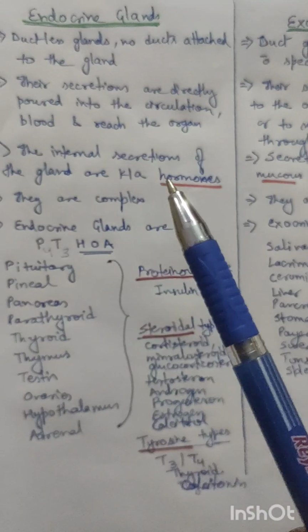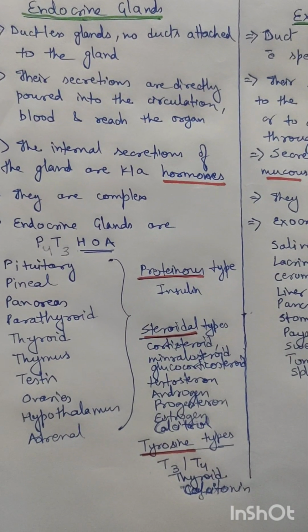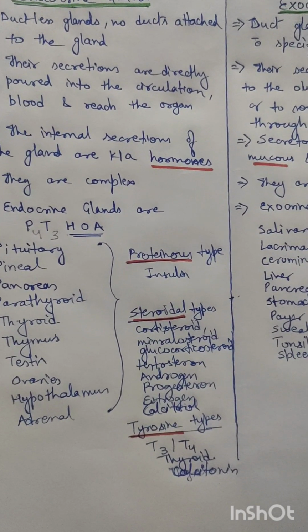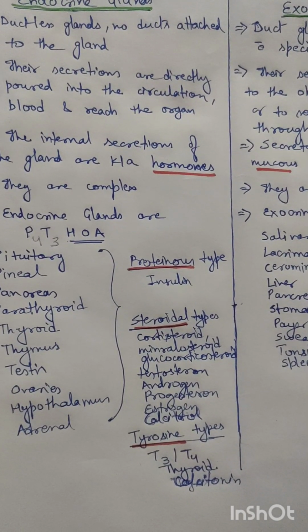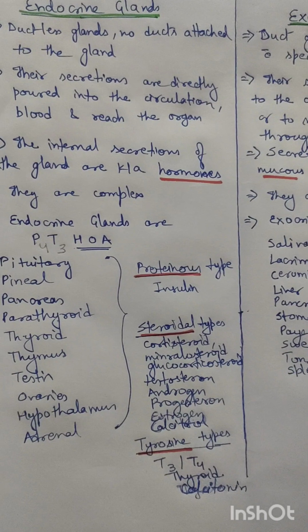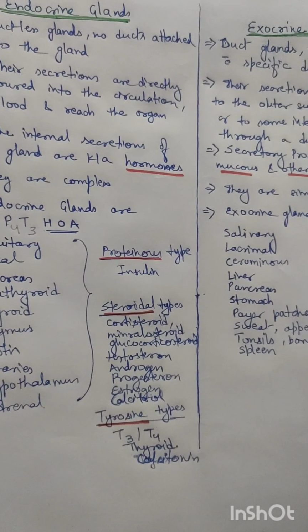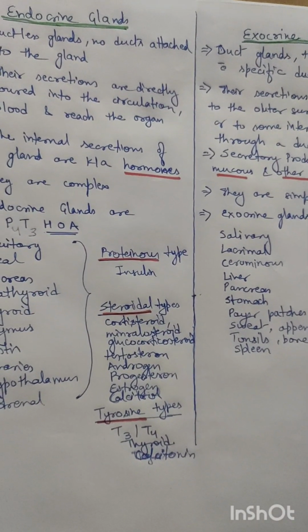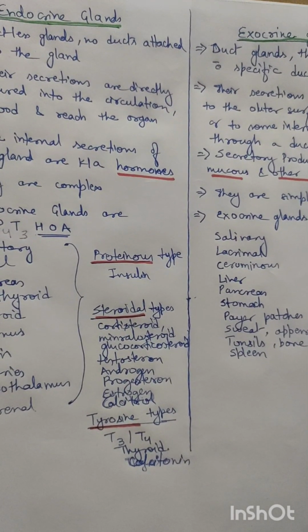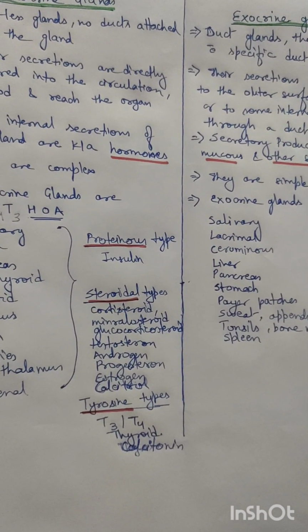Here the internal secretions of the gland are known as hormones. What are these? These are chemical substances which are produced by specific cells. They can be proteinous in nature, steroidal type or tyrosine type. They are complex and they are simple. Now endocrine glands and exocrine glands both perform very important functions in our body. We are totally dependent on these glands and the secretions they produce, and we will study those secretions.